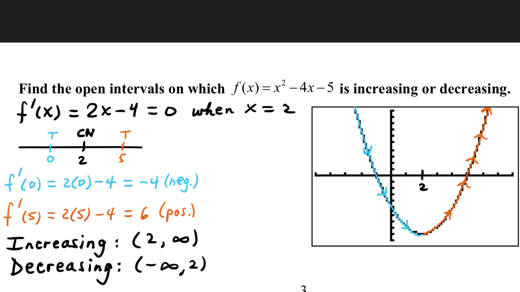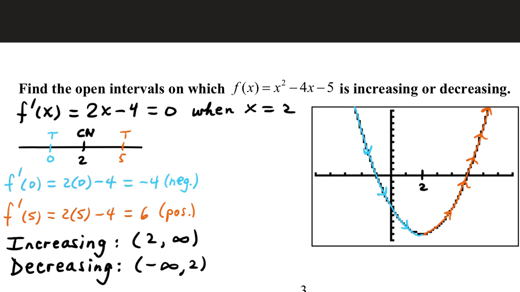Find the open intervals on which the function x squared minus 4x minus 5 is increasing or decreasing. First thing you do is take your first derivative and identify your critical numbers. Our first derivative is 2x minus 4. That's 0 whenever x is 2. If you look at the graph to the right of your screen, when x is 2, you are at a valley floor. That is a horizontal tangent line. That's a critical number. Mark it on a number line with CN.